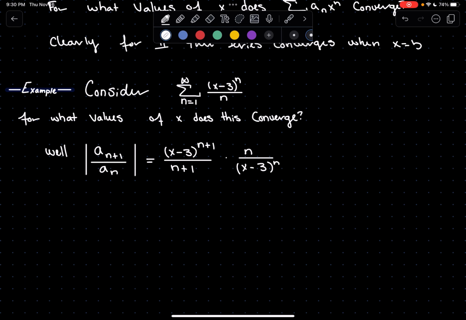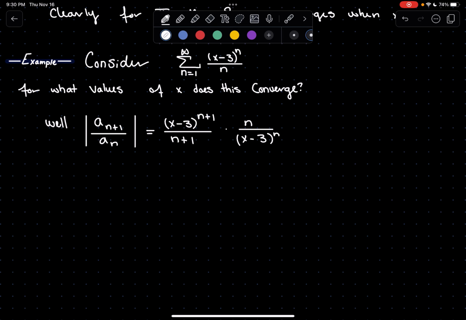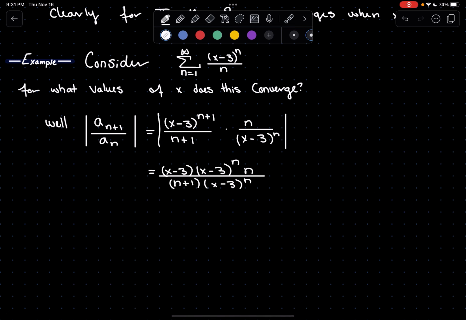So what do I want to do? Well, we want to simplify this down as much as I can, right? So x minus 3 to the n plus 1, well, that's just x minus 3 times x minus 3 to the n, by properties of exponents, and then times n over n plus 1 times x minus 3 to the n. Oh, and I dropped my absolute values, but we're going to need those still, right? So let's move this around and do some absolute values here.